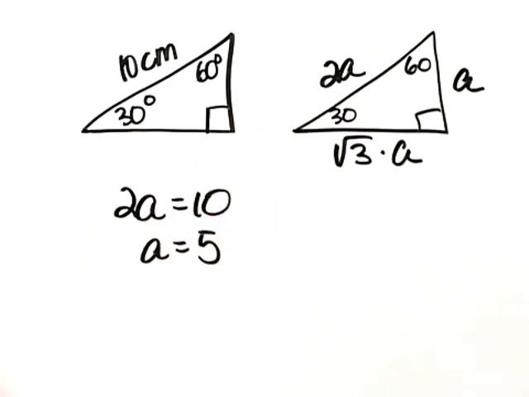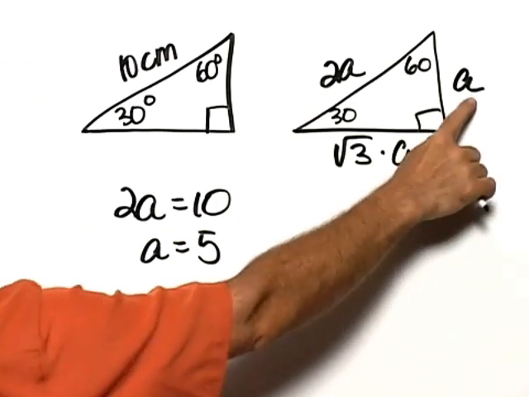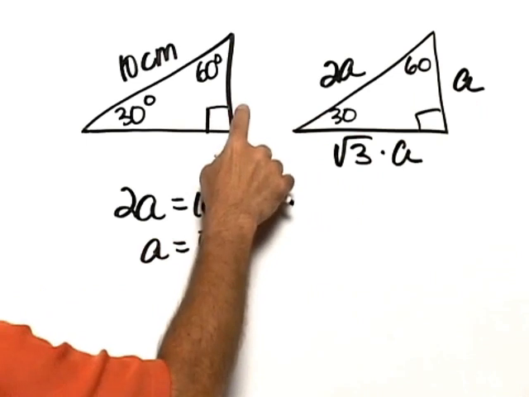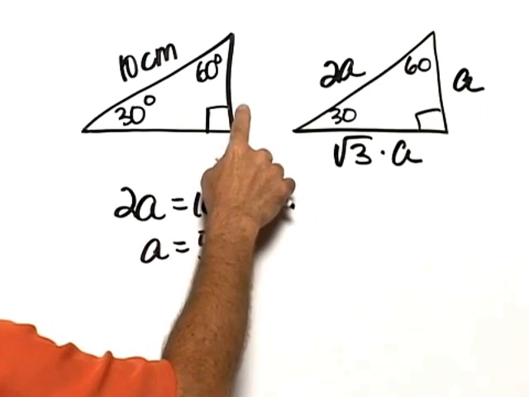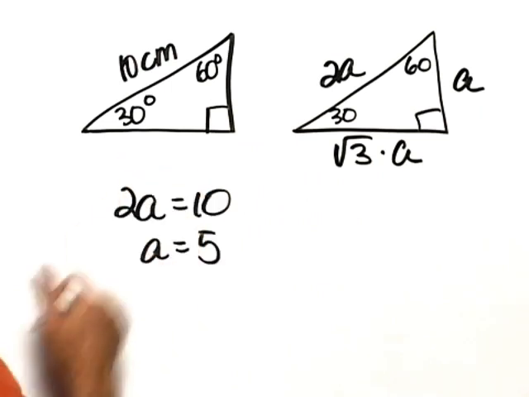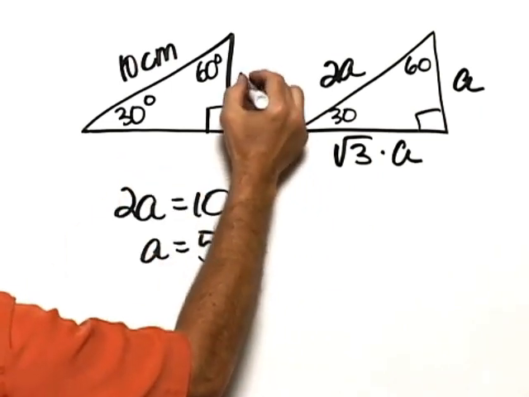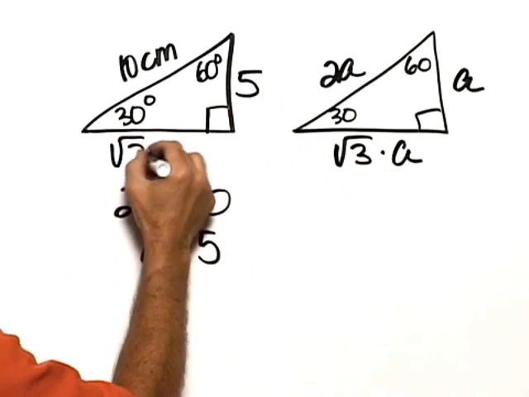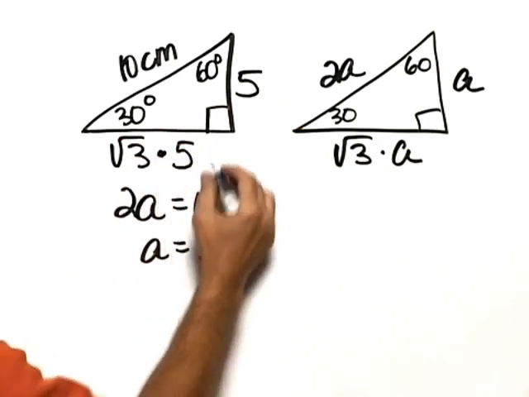equal to 5. So when we go to our triangle, we now see in the comparison that this side would be 5 centimeters. This side would be the square root of 3 times 5. So let's write these in. Centimeters.